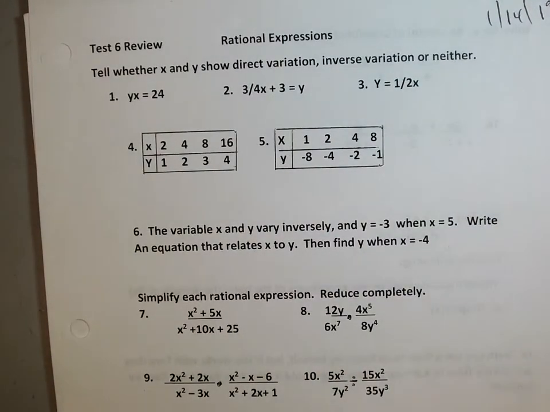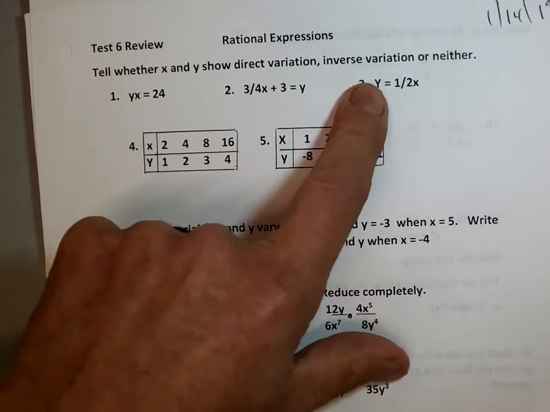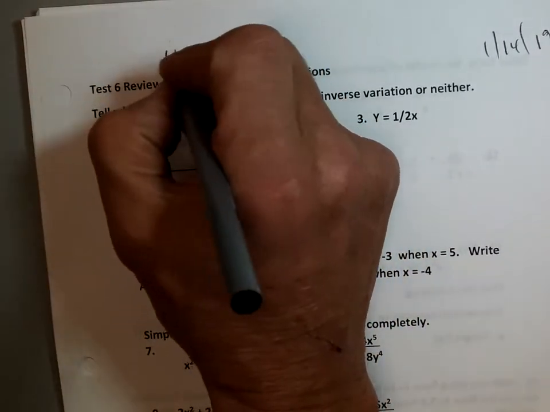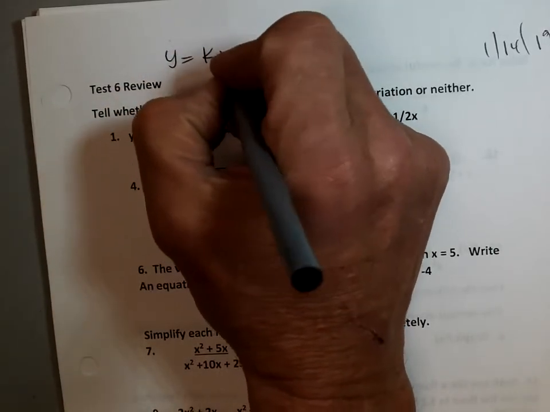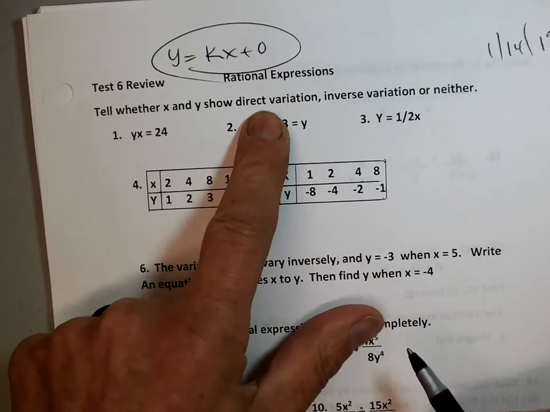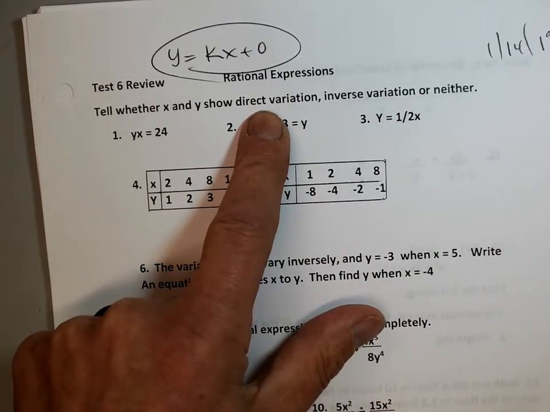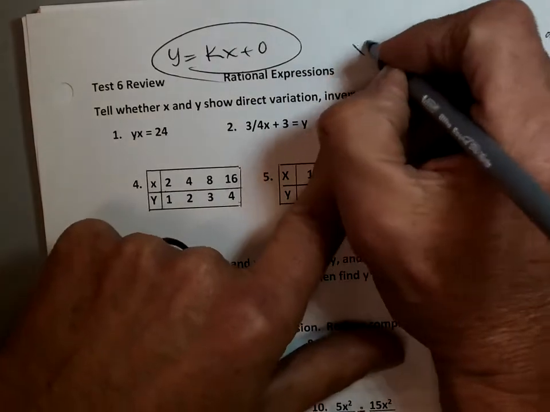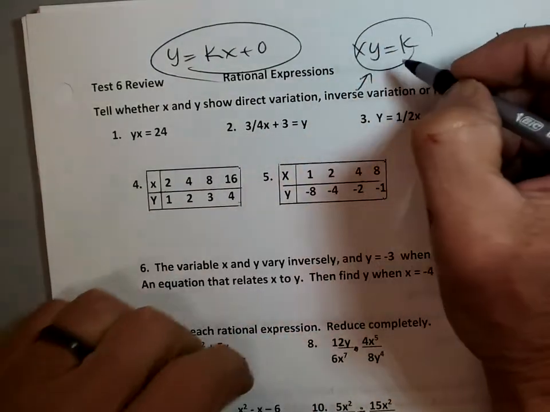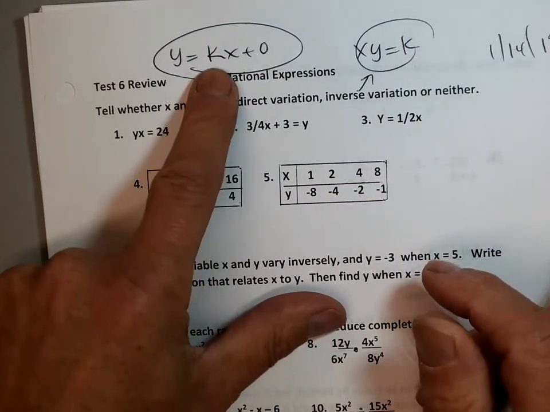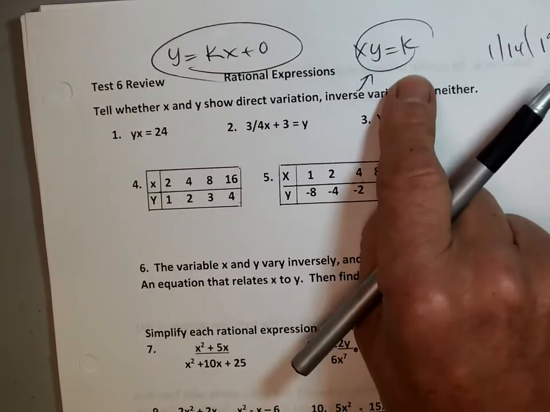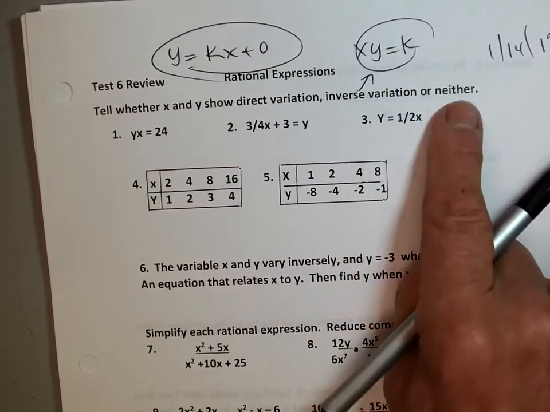Now, first of all, we got to go back to direct, inverse, or neither. If you go back to direct, direct is going to be y equals kx plus 0. So if it's direct, there's straight lines and they go through 0. If it's inverse, it's just x times y equals some number. Direct is a straight line, like y equals mx, and has to go through the origin. Inverse is x times y equals some number. Neither means it's going to be neither one of those.